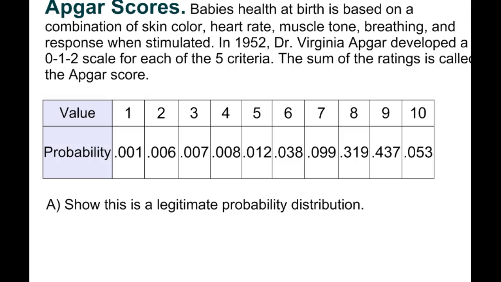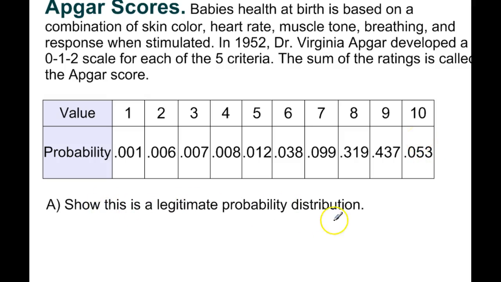So here we have Apgar scores. I don't know if you're familiar with those. Those are for babies, basically how healthy a baby is. It's a scale from 1 to 10. And there are the probabilities of each of those happening for a baby. You can see there's a lot of scores around 9 and 8. Those are really popular scores for babies. Not quite perfect. I'm guessing Matt, and Josh, and Caleb were all 10s, I'm pretty sure.